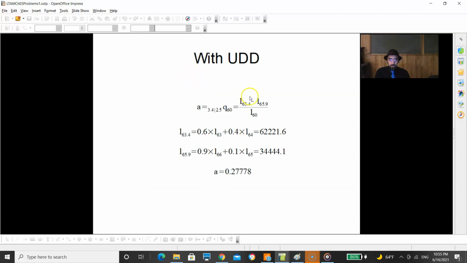So for that, you just calculate with uniform distribution of deaths. Right? Either way, you're going to get l63.4 minus l65.9 divided by l60. Right? You use the standard thing where you ask, how old is the person now? And over what age range am I asking about the person dying? Calculate your life numbers. And you get that A ends up being 0.27778.